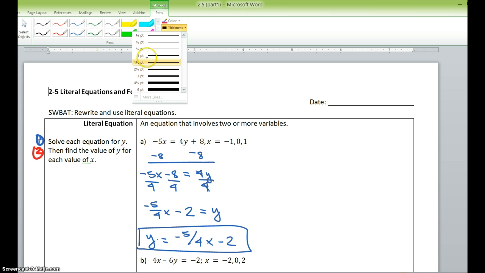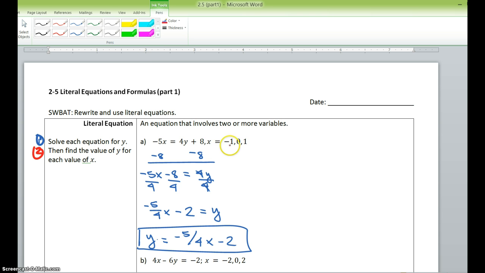So what I'm going to do is plug in those numbers, negative 1, 0, and 1, into this equation that I have here. So for the first one, is x equals negative 1. Plugging in here, I get y equals negative 5 over 4 times negative 1 minus 2. Some fraction action for us. Negative 5 over 4 times negative 1. Well, a negative times a negative is positive, so positive 5 over 4 minus 2.